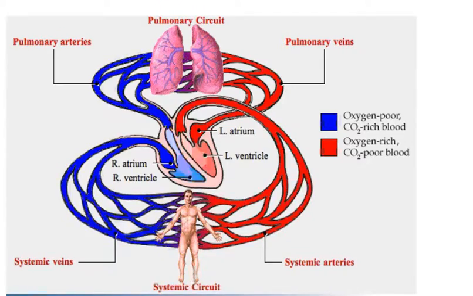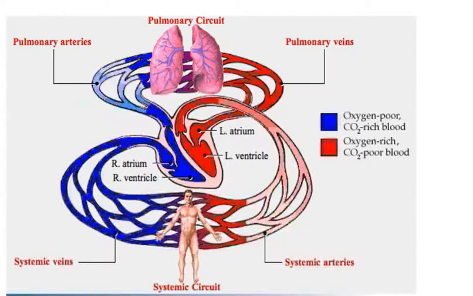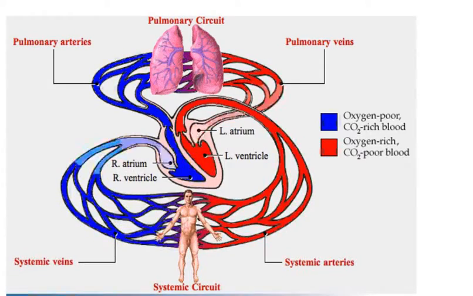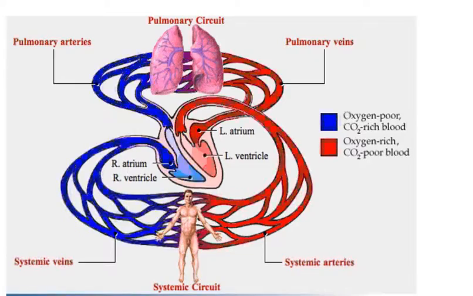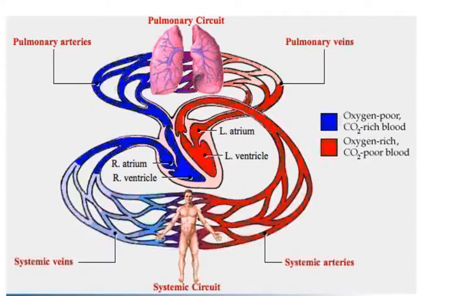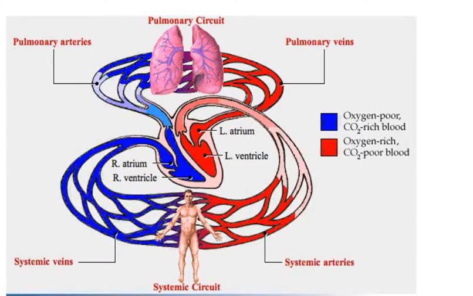The pathway for the systemic circuit includes the entire body, as the left side of the heart pumps oxygen-rich blood out to the body's tissues and organs. After the blood's oxygen is depleted, it returns to the right side of the heart via the venous system.